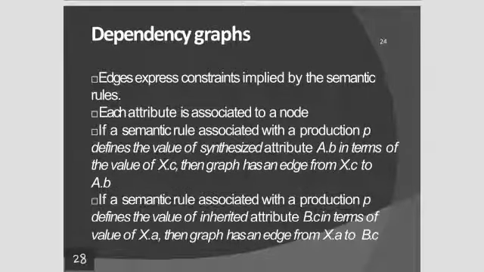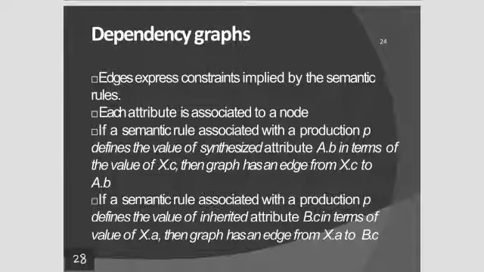Now next, dependency graph edges are expressed. Constraints imply the semantic rule. Each attribute is associated to a node. If a semantic rule is associated with a production, it defines the value of synthesized attribute A.B in terms of the value of X.c. Then the graph has an edge from X.c to A.B. Okay, we will discuss these things with an example.